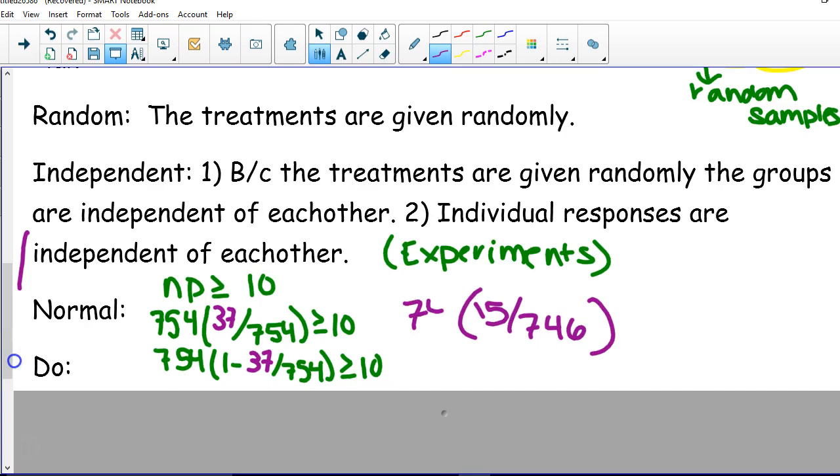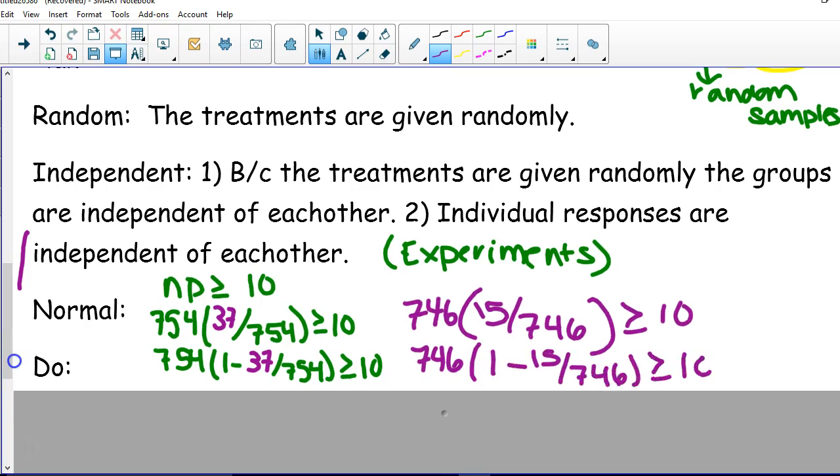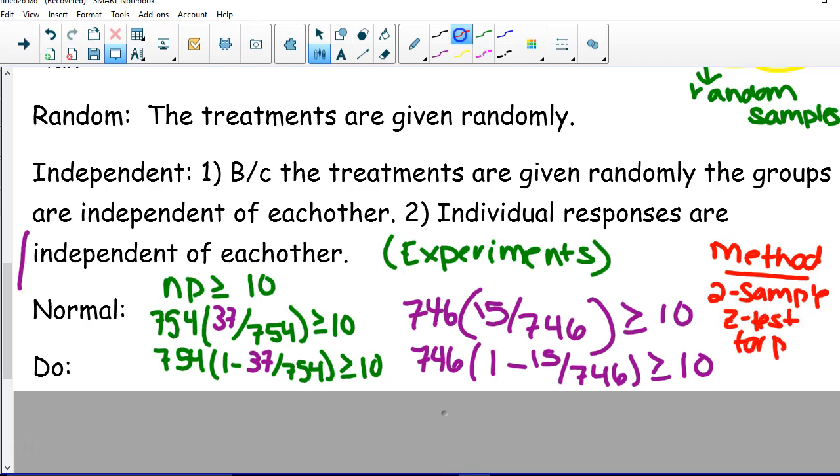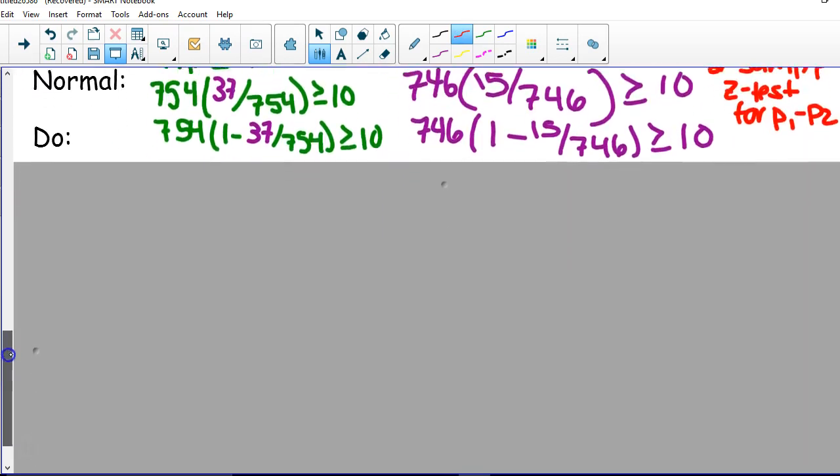So NP is greater than or equal to 10, and 746 times 1 minus 15 over 746 is greater than or equal to 10. Perfect. We are ready to proceed. What are we going to proceed with? We're going to proceed with our method. And our method is a 2-sample z-test for P1 minus P2.